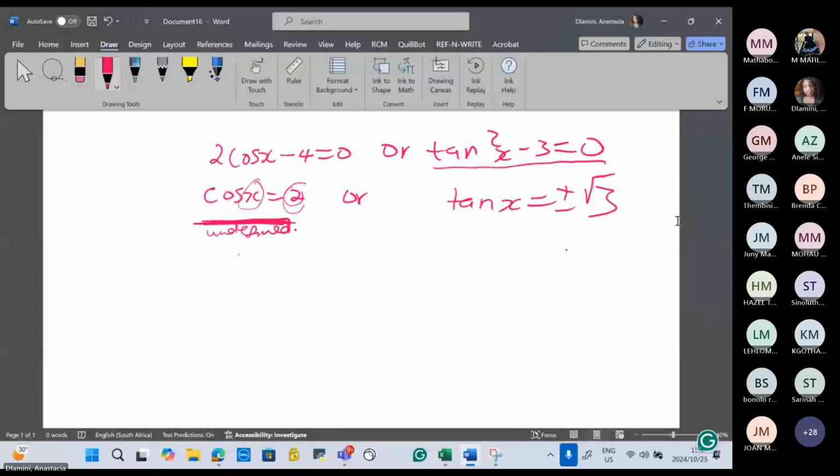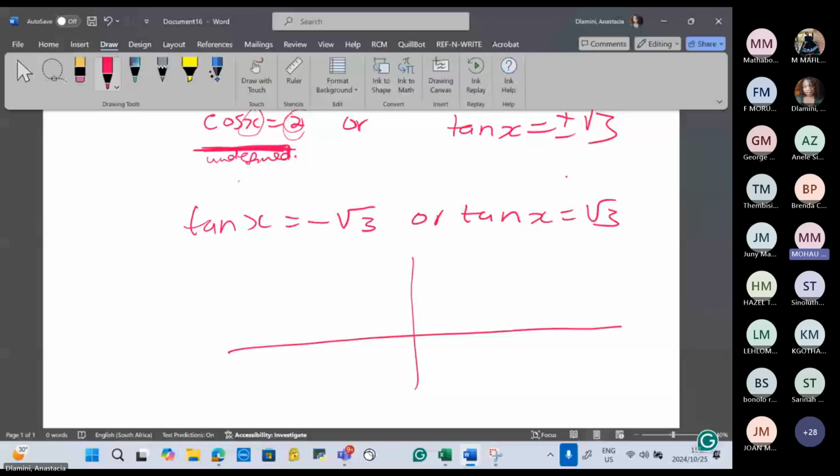I was saying since it's plus or minus root 3, right? Aren't we going to check, if tan x equals negative root 3, where tan is negative on our quadrants? As we know, it's negative on the second and fourth quadrants, and it's only positive on the third quadrant.